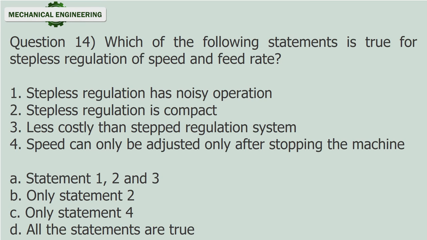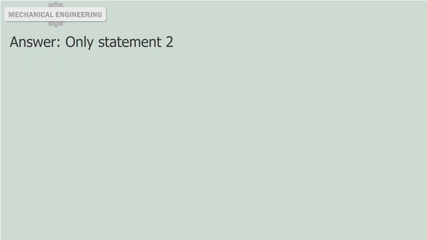Question 14. Which of the following statements is true for stepless regulation of speed and feed rate? 1. Stepless regulation has noisy operation. 2. Stepless regulation is compact. 3. Less costly than stepped regulation system. 4. Speed can only be adjusted after stopping the machine. A. Statement 1, 2 and 3. B. Only statement 2. C. Only statement 4. D. All the statements are true. Answer: only statement 2.